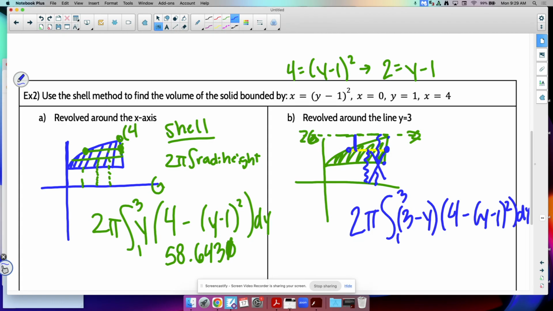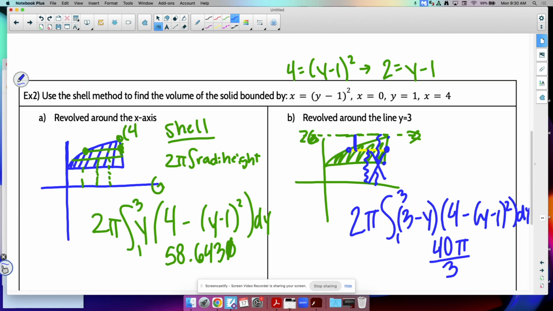Just like on the discs and washers, when you're revolving around something that is not an axis, you might have to do a little bit of adjusting on it. I think this one has less adjusting because when you find your height, that big minus little, you're just looking at the figure in front of you. The thing that's changing here is the radius, because that's however far away you are from your axis of rotation. Don't know why I left this one as an exact answer. I got 40 pi over 3.